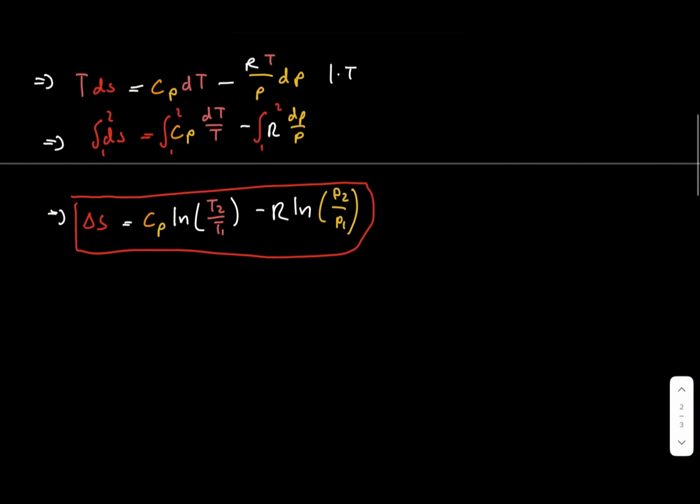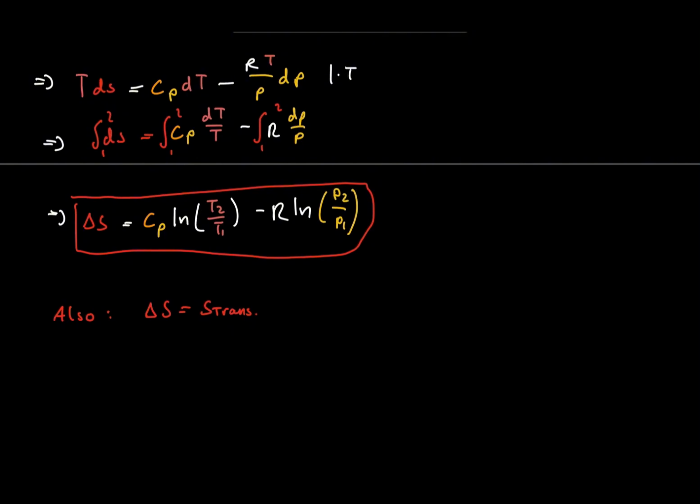Finally, there is one rule you should always remember. The entropy balance is written as delta S equals entropy transfer plus entropy production. And entropy production is always greater than or equal to 0. It can never be negative. If it is 0, the process is reversible. If it is greater than 0, the process is irreversible.